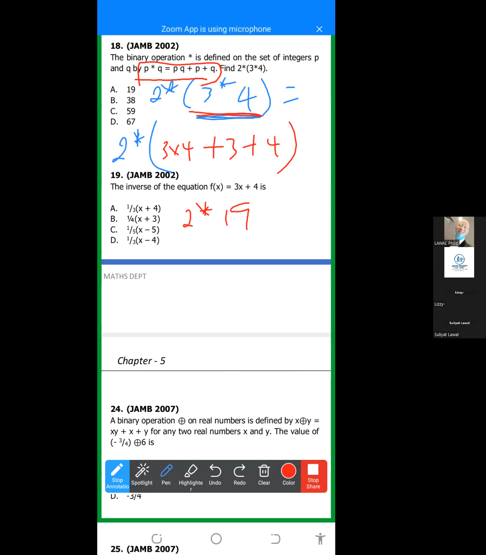Now that I have it in 2 formats, I will still go back. The way it is expanded in the red box is the way I will now do this. So my 2 will now be P, my 19 will now be Q. So I will still go again. I will say 2 times 19, then plus 2 plus 19. So 2 times 19 is 38 plus 21. And that gives you what? 59. That's your answer, which is option C there.